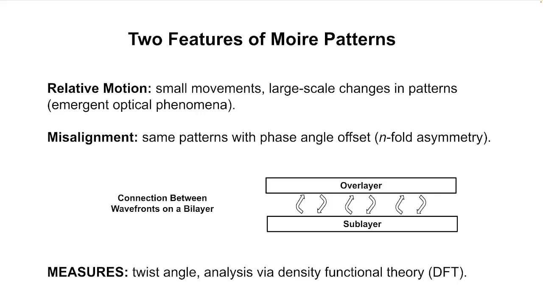And you can get these kind of complex patterns from what is essentially a duplication event of the same pattern. So we can measure this in a number of ways. In the physics literature, in the material science literature, they use things called twist angles or analysis via density functional theory, or DFT. So there are a number of ways you can measure these kinds of pattern formations.